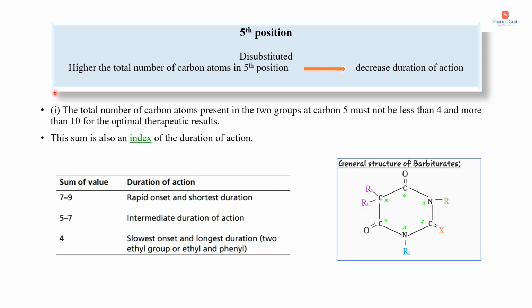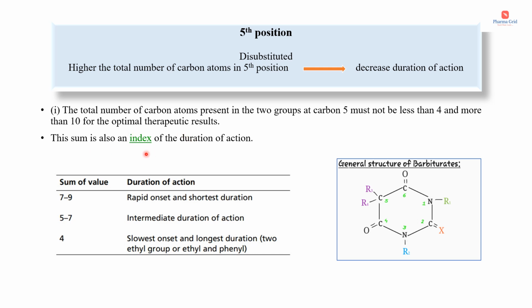Now the next point is, the higher the total number of carbon atoms in the fifth position, the shorter the duration of action. So the first point is, the fifth position must be di-substituted, and the total number of carbon atoms in this position is very important. If the total number of carbon atoms in the fifth position is more, it will decrease the duration of action. That is, the total number of carbon atoms present in the two groups at the carbon 5 must not be less than 4 and more than 10 for optimum therapeutic results.